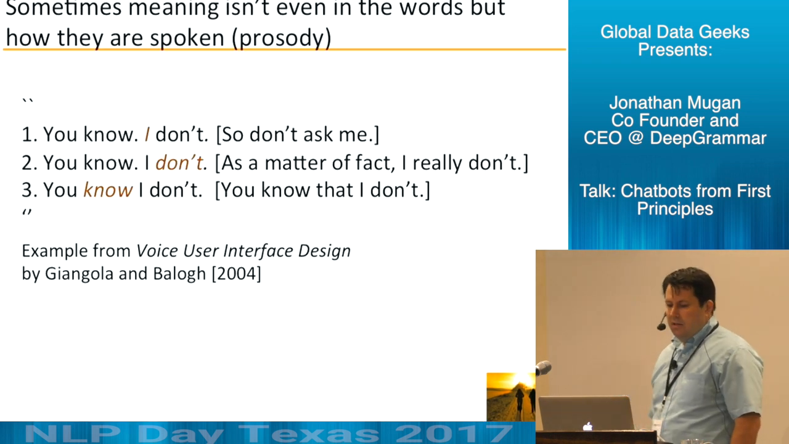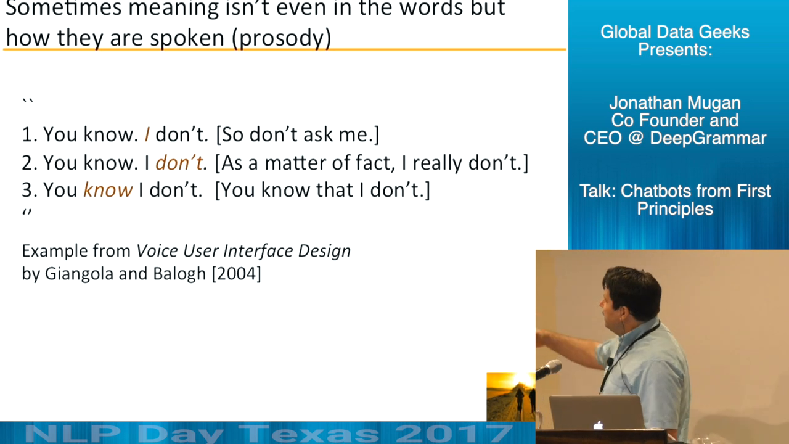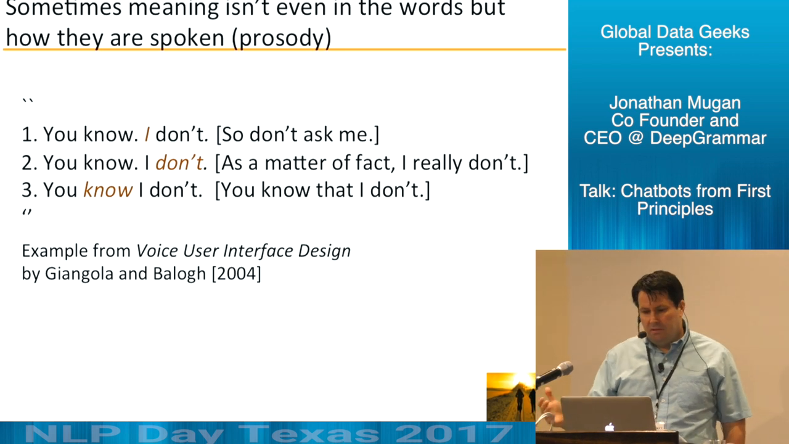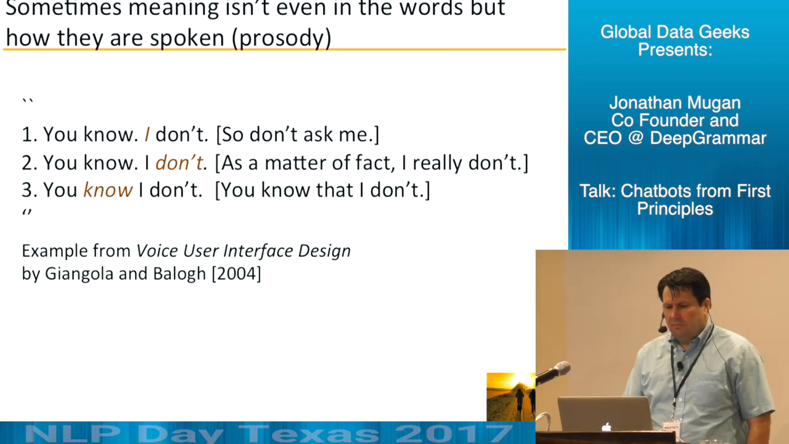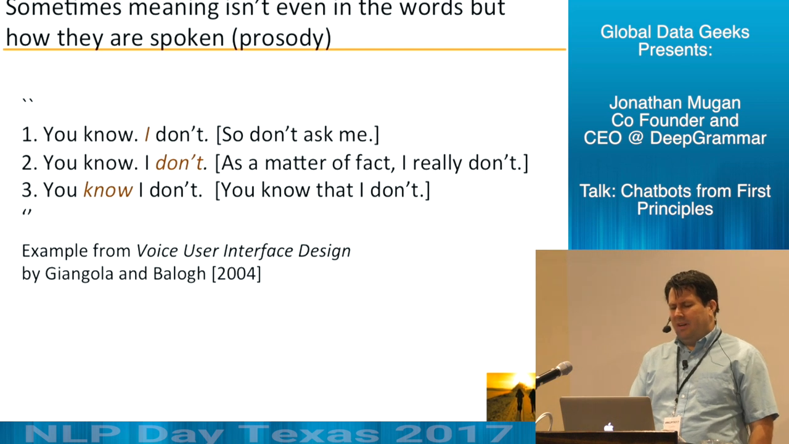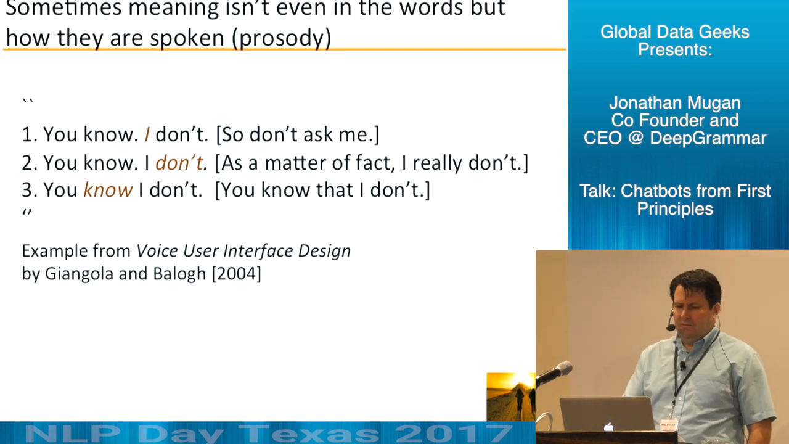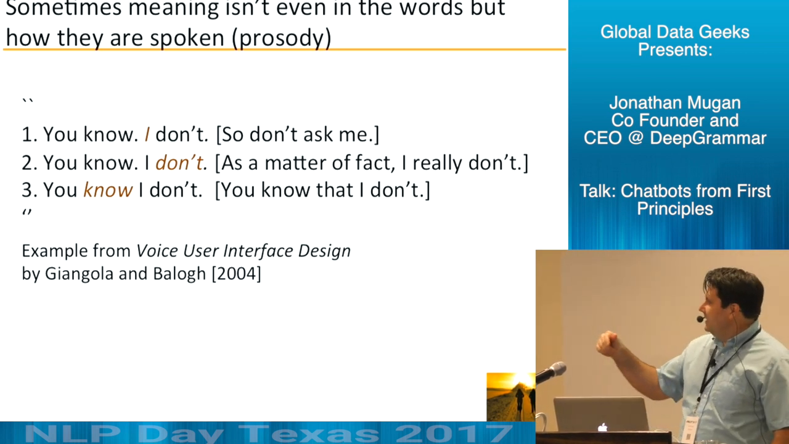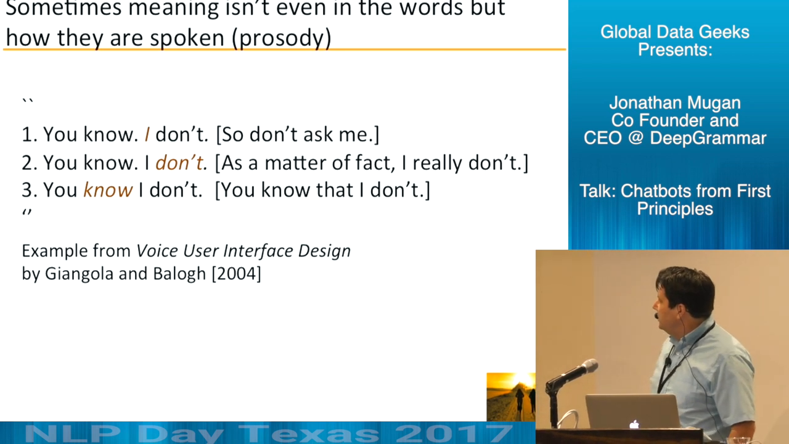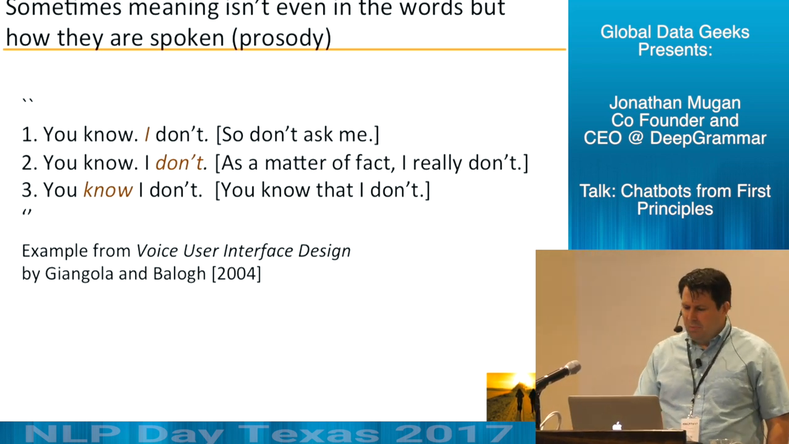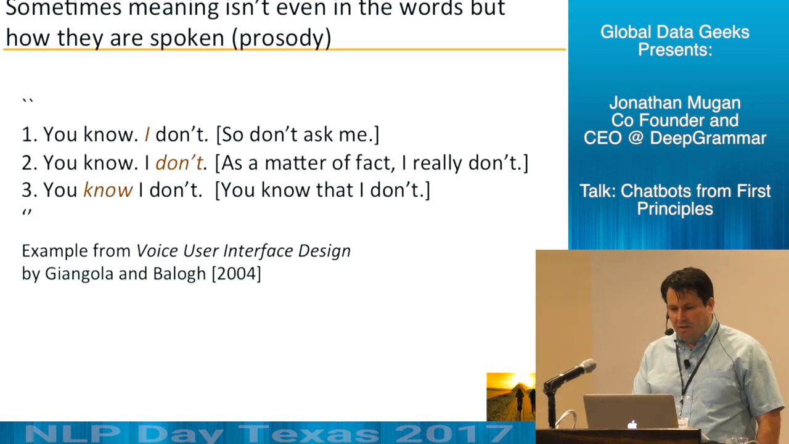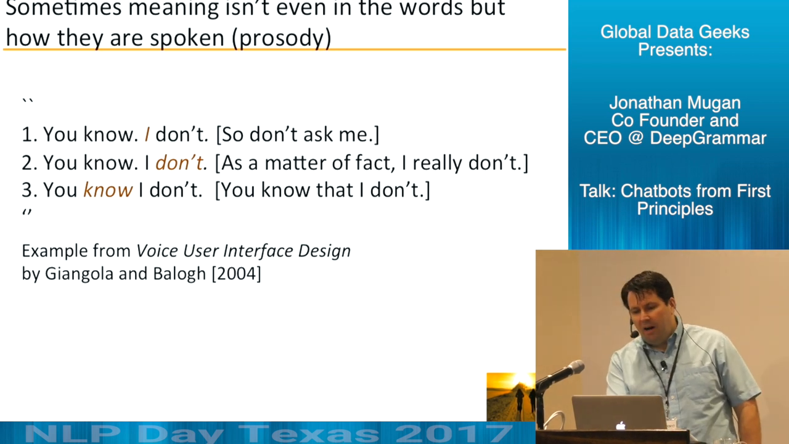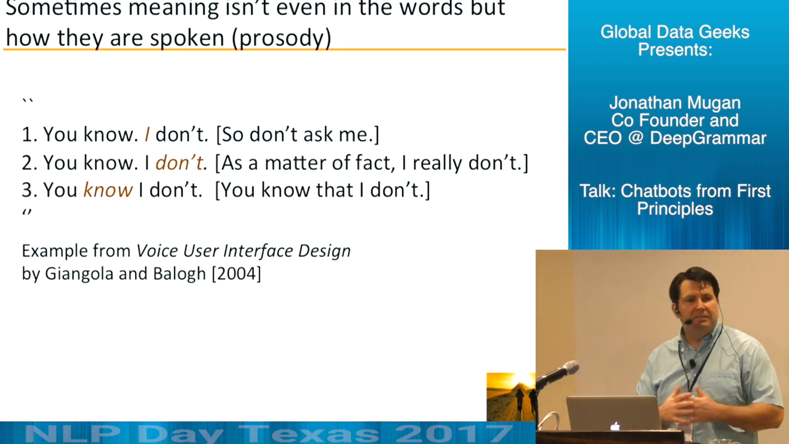And it's not just the words and the rules of conversation, it's also how you say them. So you say, I don't. So that means, okay, so don't ask me. Right? If you say, I don't, it's like, as a matter of fact, I really don't. Okay. You have to get it said just right. I don't. As a matter of fact, I really don't. Or I don't. You know that I don't. See, these three all mean three different things, even though it's the exact same words. And computers have a really hard time with this. This is called prosody. So these are kinds of things that we're shooting forward with our chatbot. If your chatbot's going to walk with you through your life, it's going to have to do all of these things.